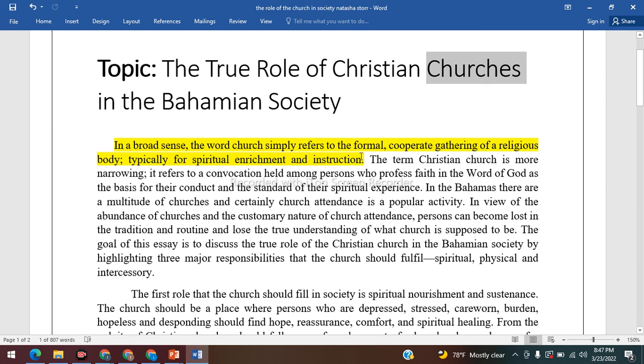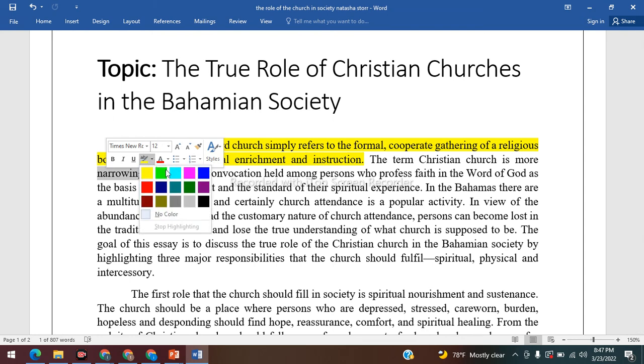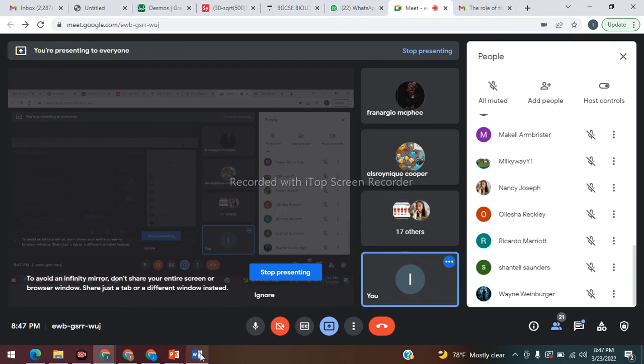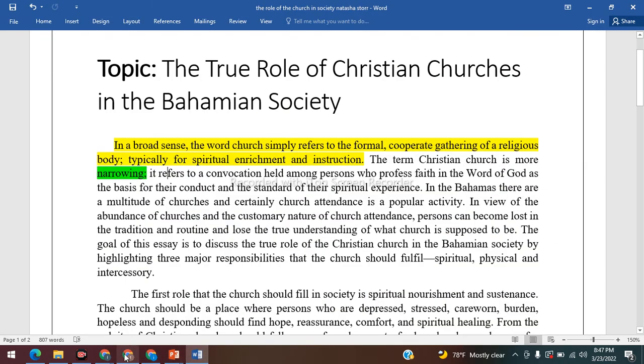Then I continue with the definition. I say what is church, and now we have to talk about what is a Christian church. And it says that the term church is more narrow. Now, what am I doing here? I haven't stated my thesis yet. I haven't stated my thesis yet.